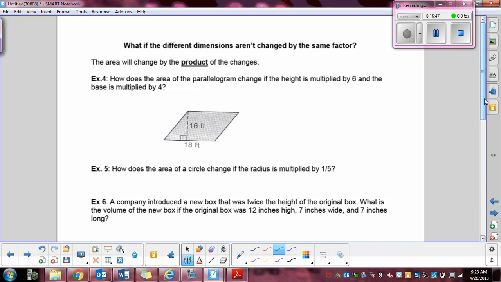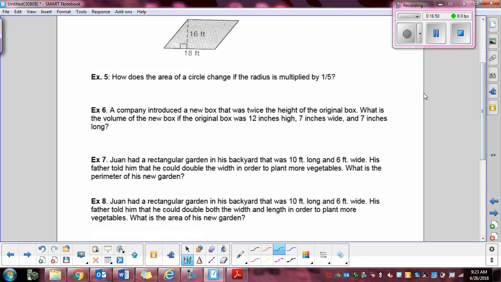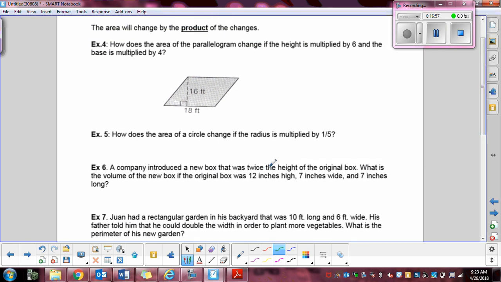All right, we'll try one example. A company introduced a box that was twice the height of the original box. What is the volume of the new box? So they didn't change everything, they just changed the height. If the original box was 12 inches high, 7 inches wide, and 7 inches long. So we have a cube, right? We have a length and a width and a depth. And it doesn't matter where you put your numbers. It says that we are 12 inches high, 7 inches wide, and 7 inches long.